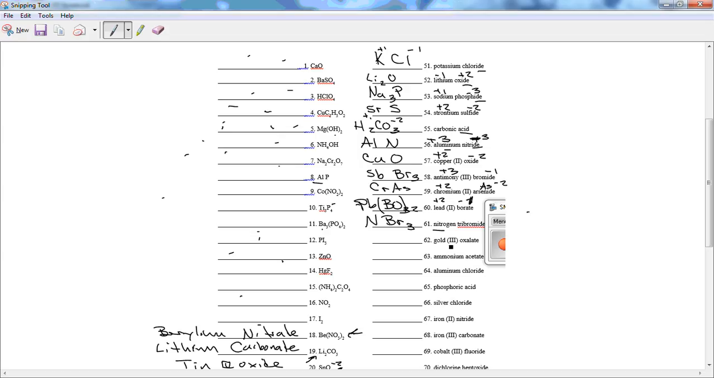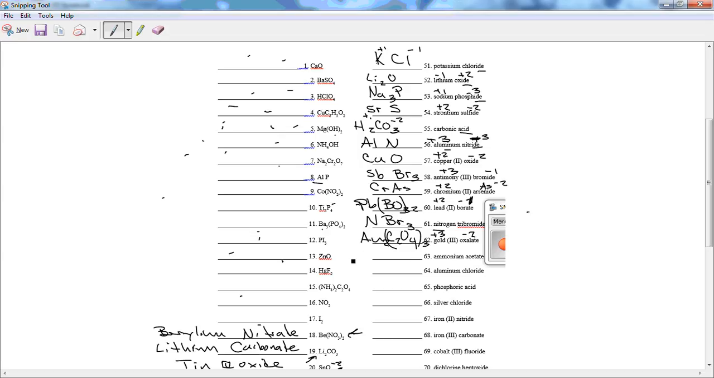All right, gold 3 oxalate. Gold is Au, a plus 3. Oxalate is C2O4, if I remember off the top of my head. And it is a minus 2. I could be wrong on that also. So Au2(C2O4)3.